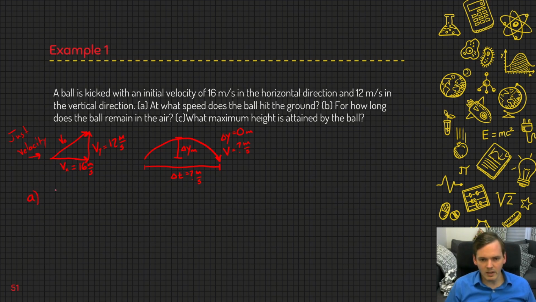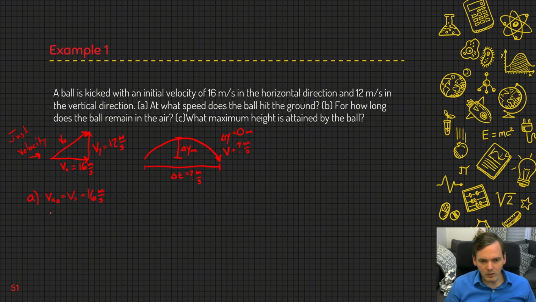So we want to find at what speed the ball hits the ground. Well, we know the x speed isn't going to change. So Vx initial is going to equal Vx final is going to equal 16 meters per second, because we're in projectile motion, we're in free fall, and nothing changes in the horizontal direction. It doesn't speed up, it doesn't slow down, it just keeps a constant speed.